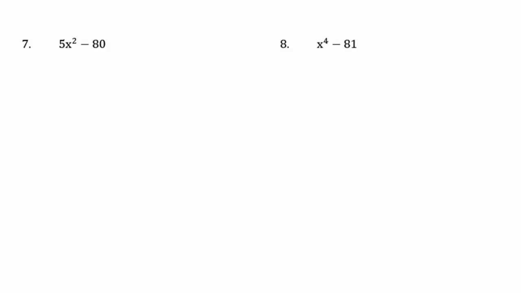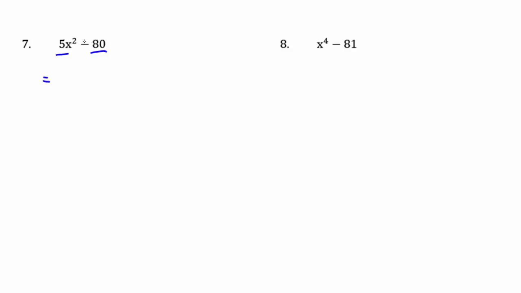How about number 7? 7 is 5x squared minus 80. Okay, so this is a binomial again. And this doesn't look like a difference of squares, because 5 is not something squared, or 80 is not something squared. But there's one step I missed before this, and that's to do the GCF. Like always, you should factor out the GCF.